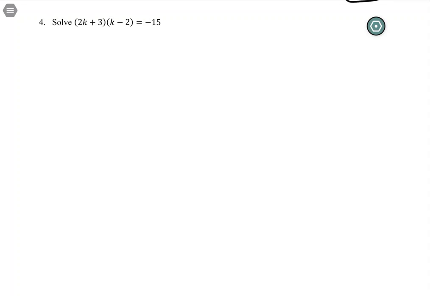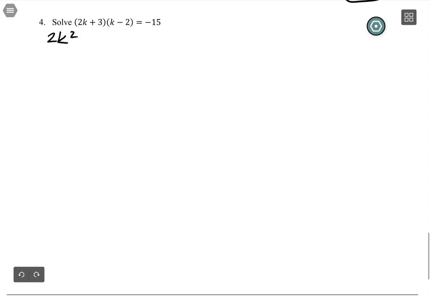I think I remember what's special about this one. Let's go ahead and multiply it out because for complete the square, we don't want any sort of factor, anything to start off with. So I have a 2k squared minus 4k plus 3k, which is just minus k, and then minus 6 equals negative 15.